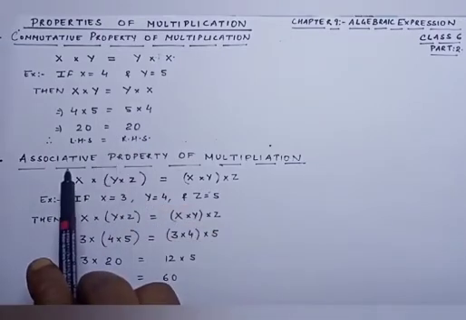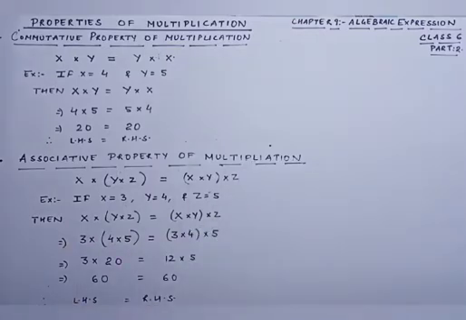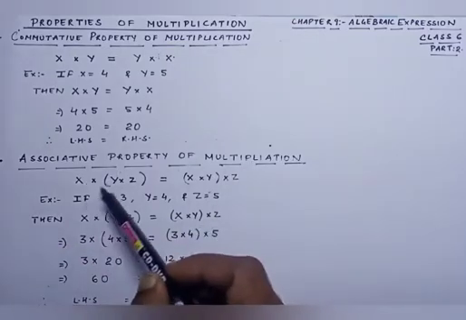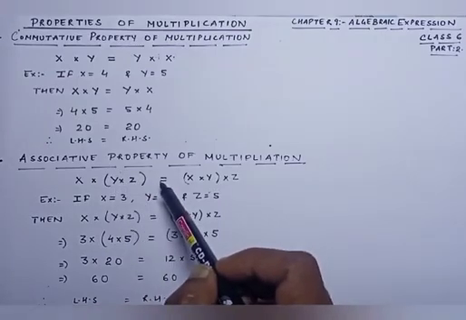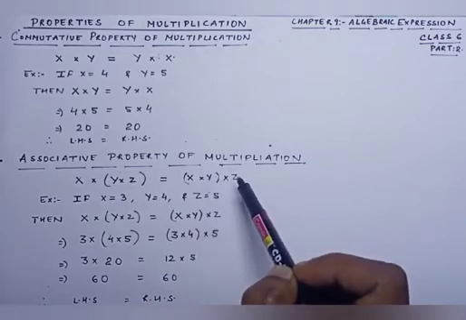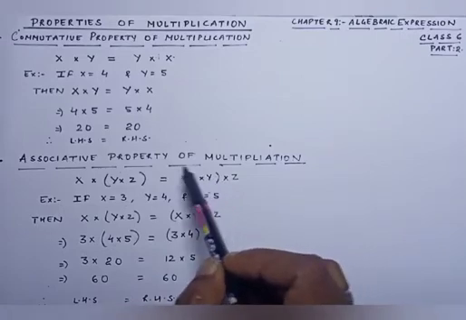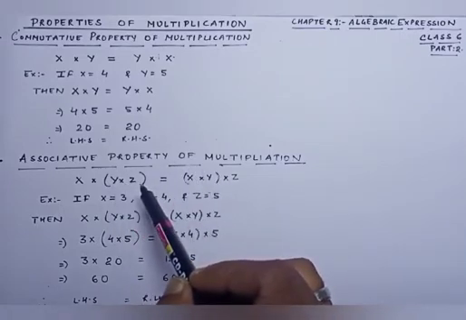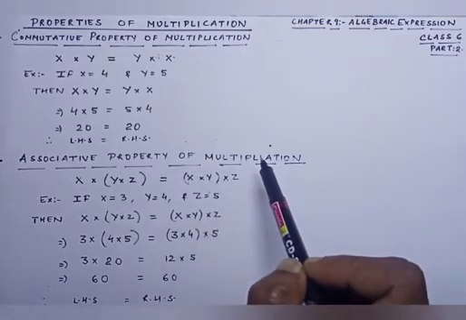Let us move to another property, that is associative property of multiplication. It says that x into y into z in one bracket is equal to x into y in one bracket into z. In both the cases, if LHS is coming equal to RHS, then it satisfies associative property of multiplication.